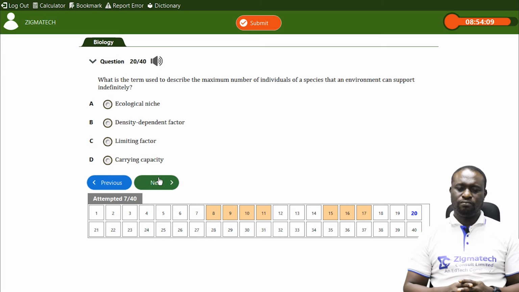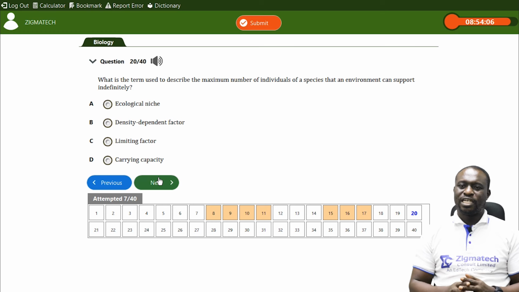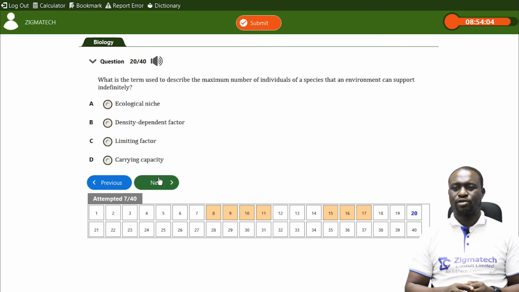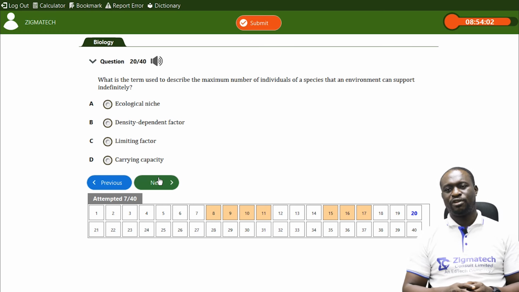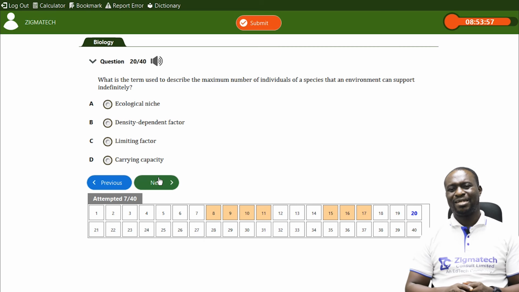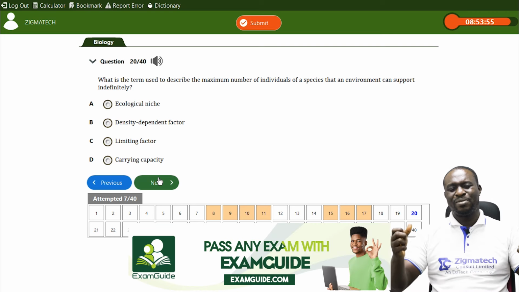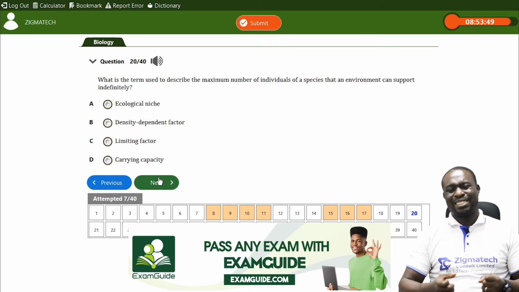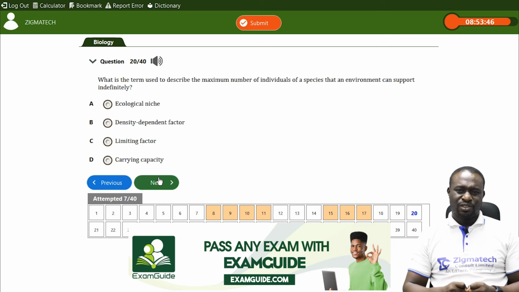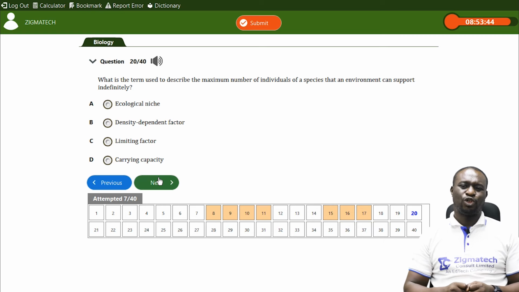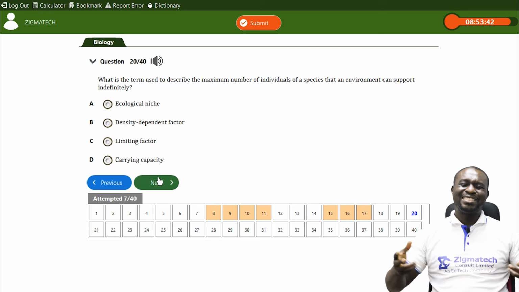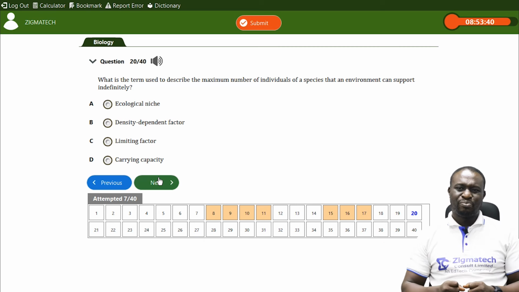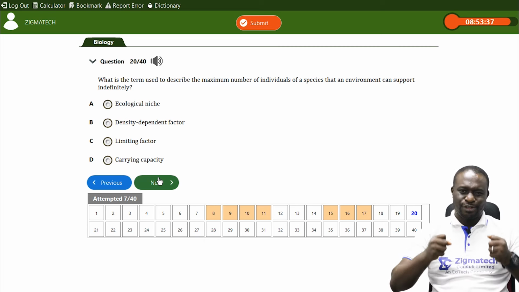Question 20. The question says, which is the term used to describe the maximum number of individuals of a species that an environment can support? What the environment can support, or in other words, what the environment can carry, what it can accommodate. So the correct answer is option D, which is carrying capacity. Please, it is not ecological niche.